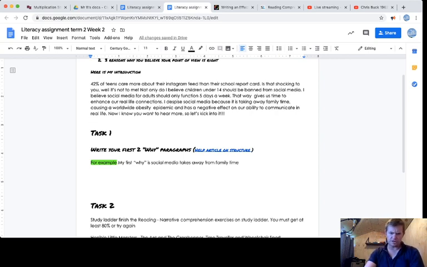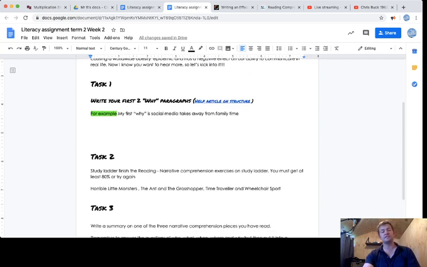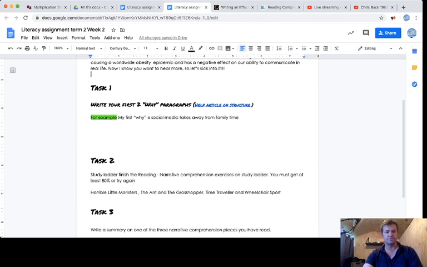Okay, so, task 1, really simple. You're writing your first paragraph. Write your first 2 why paragraphs. So, you have to write 2 of them. Before we go any further, my first why is social media takes away from family time. So the first thing I'd need to do is say that in my paragraph. But let's have a look.